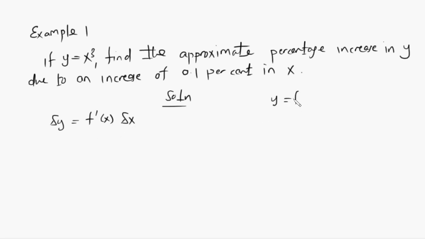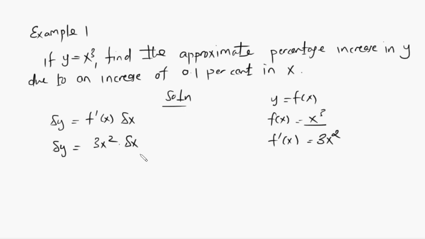y is equal to f(x). It means our f(x) is what? It is x cubed. So f dash x is to differentiate x cubed. When you differentiate it, it is 3x squared. I have already said you need to get used to these. So I get 3x squared. What does this mean? This means that my delta y is just equal to 3x squared times delta x.